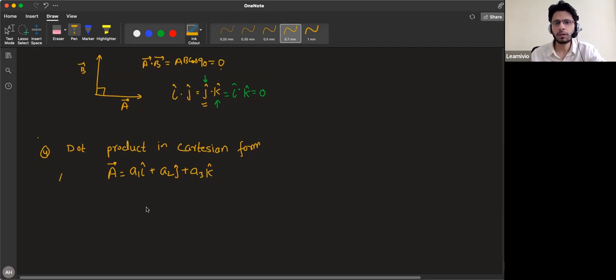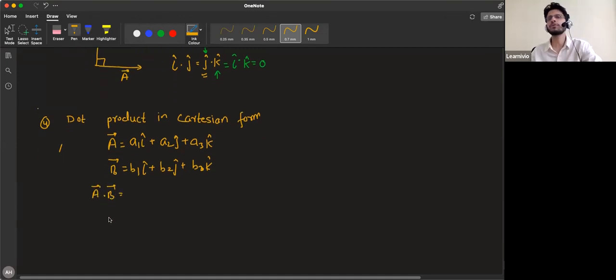So A is A1 I cap plus A2 J cap plus A3 K cap. And you have vector B, which is B1 I cap plus B2 J cap plus B3 K cap. This is Cartesian form. Now let's calculate A dot B. So when vectors are given in Cartesian form, the calculation of A dot B is very easy.